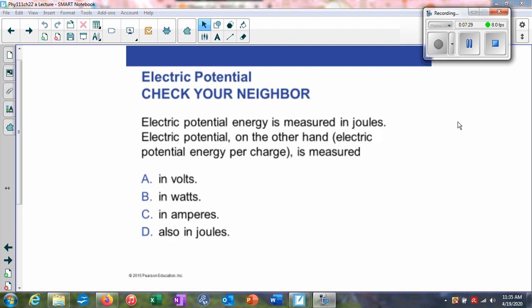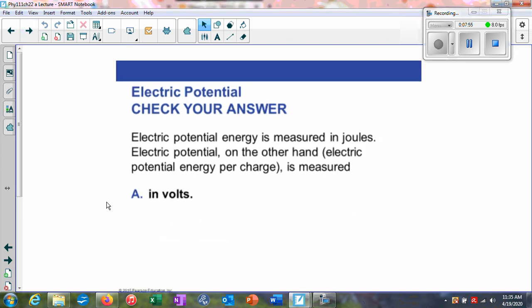So let's check a little bit for understanding here, one of our multiple choice questions. Electric potential energy is measured in joules. Electric potential, on the other hand, which is electric potential energy per charge, is measured in what? Volts, watts, amperes, or also in joules. I'm going to give you just a second to think about it. Not too hard. It's what we've just been talking about. It's measured in volts.